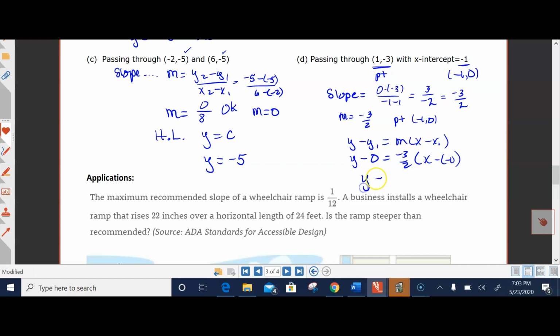So what does this equation look like? Y equal -3/2 times my x, and a -3/2 times a +1 would be a -3/2. So y equal -3/2 x minus 3/2.